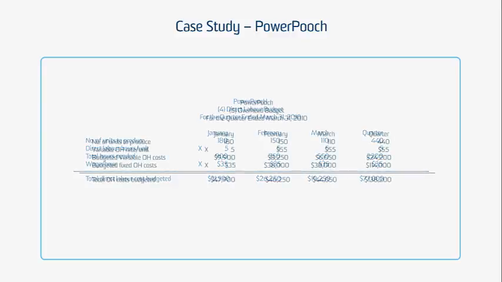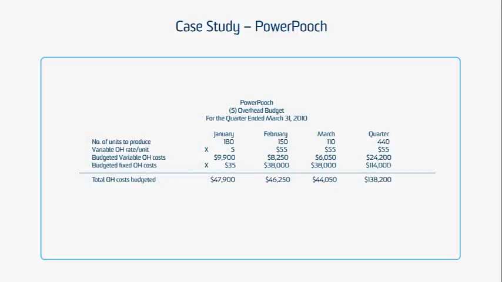Next, the overhead budget. We take the number of units from the production budget and multiply by the variable rate, because some overheads are variable. They increase or decrease with the amount of production. We're told this is $55 per unit, so multiply by the number of units to produce. The fixed costs are fixed regardless of production level, and we add these in, $38,000 each period. The variable and the fixed added together give us the overhead costs for the period.